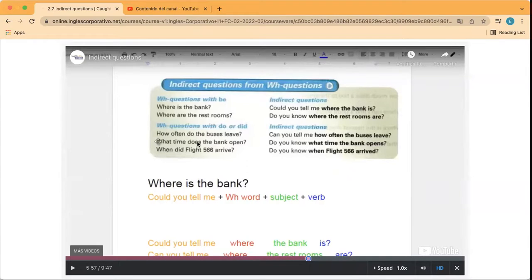Desaparece el do, desaparece el does. Pero usamos como si fuera oración. The bank con S, the bank opens. The buses sin S porque son plurales, the buses leave.